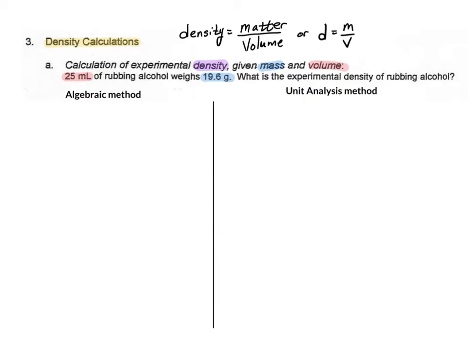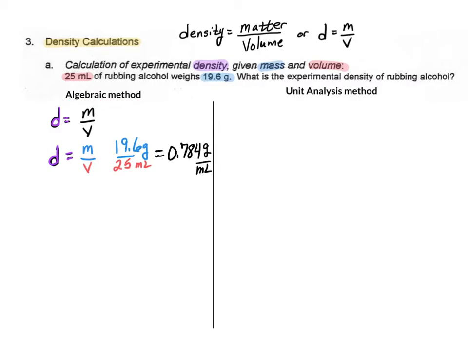And we're going to know our equation, the density equals mass divided by volume. So we'll take 19.6 grams and divide that by 25 milliliters. We put that in our calculator and we get the answer of 0.784, and the units will be grams over milliliters. In this case, it doesn't matter whether I'm using the algebraic method or the unit analysis method. They will both tell us the same answer, and the calculation will look the same. Here the difference is that we'll be looking for the units that we want for our answer. In this case, we know that we want our answer to be grams over milliliters.